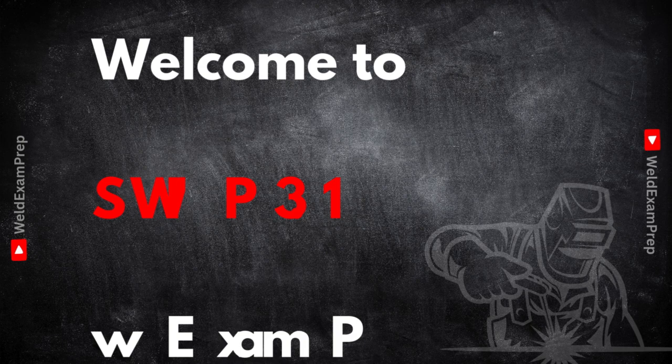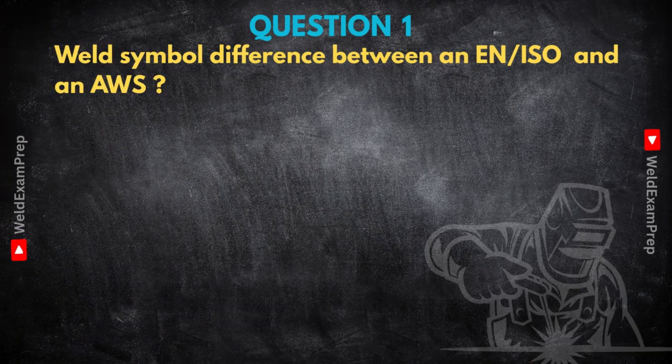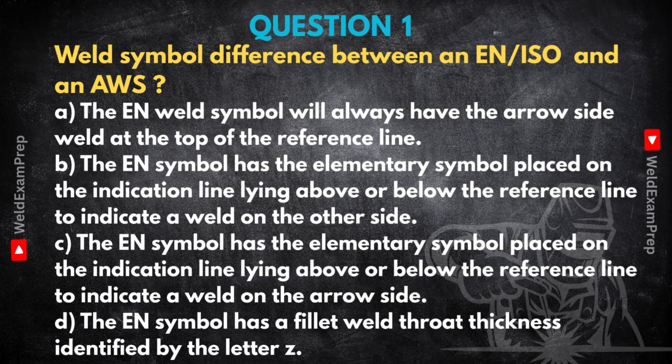First up, something absolutely fundamental for reading any welding drawing, or it twists people up sometimes. How can you tell the difference between an NSO weld symbol and an AWS weld symbol? Here are your options. A, the EN weld symbol will always have the arrow side weld at the top of the reference line. B, the EN symbol has the elementary symbol placed on the indication line lying above or below the reference line to indicate a weld on the other side.